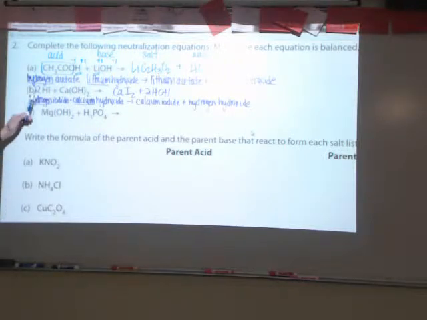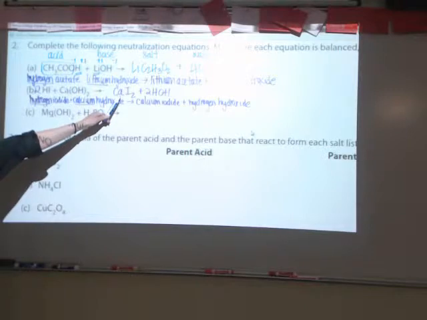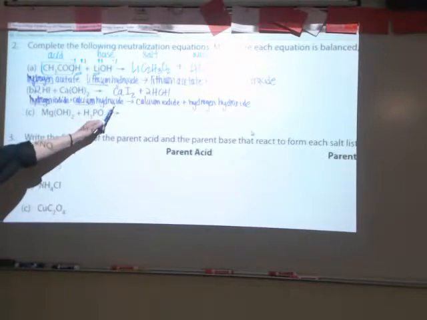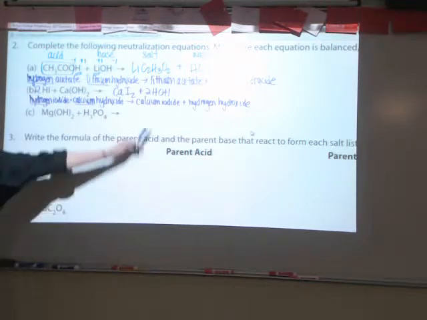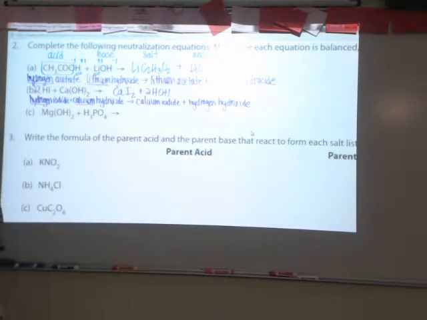Okay, so I got 2HI plus Ca(OH)2 produces CaI2, because I cross charges to get calcium iodide, right? And then 2HOH. And you could write this as 2H2O, that's fine. So could you all do this on a test? Yeah? Okay.